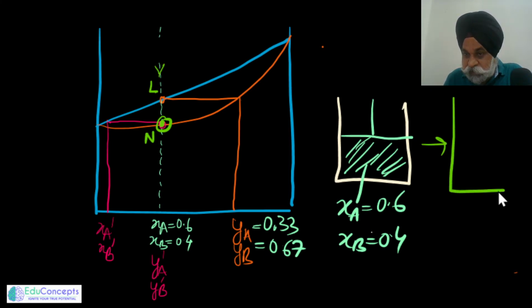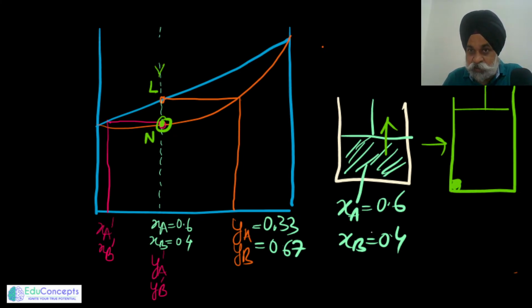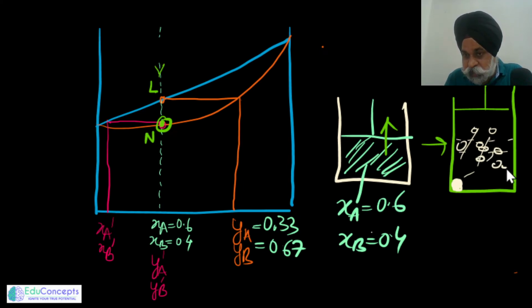And what would happen when you increase the volume? The liquid started changing into vapor, and there would be a situation when the entire liquid has changed into vapor and the last droplet is left. Now this entire liquid has been changed into vapors. So this is the vapors. What we want to know is XA dash and XB dash.